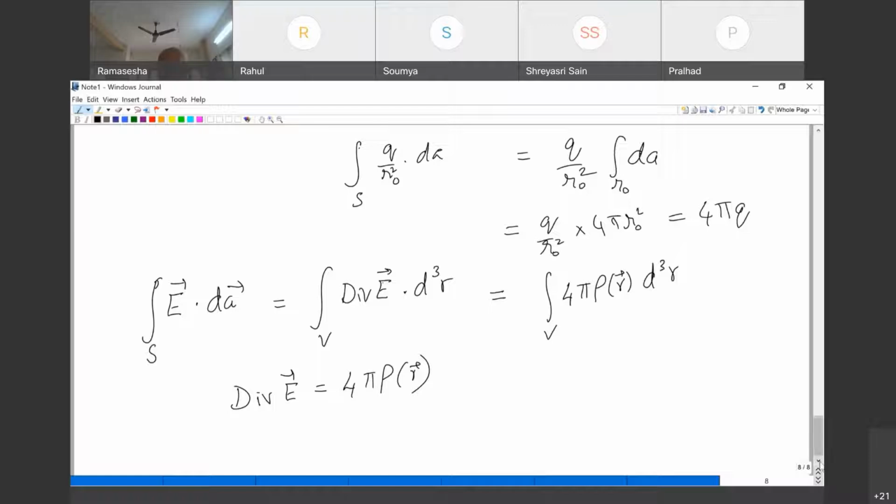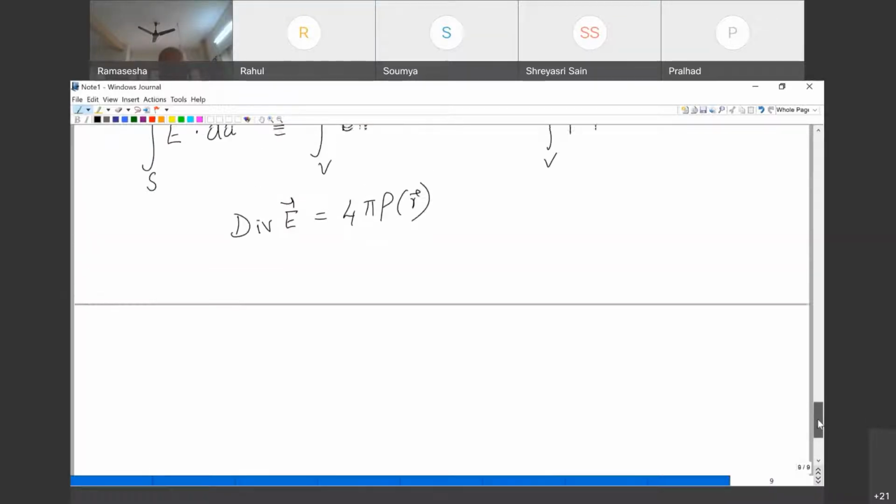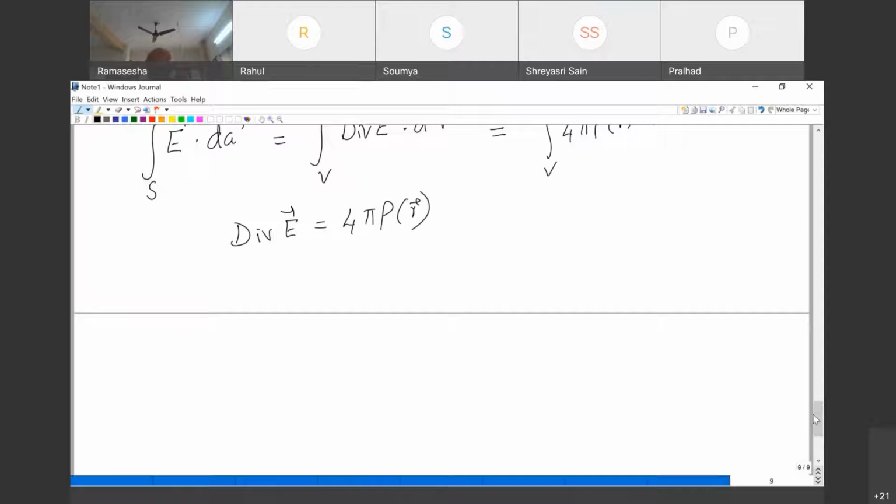Okay. So have you come across this equation? What is the name of this equation? Poisson's equation. Poisson's equation is in a way correct, but in electrodynamics there is a particular name for this equation. This is actually Maxwell's equation: del dot E equal to 4 pi rho.